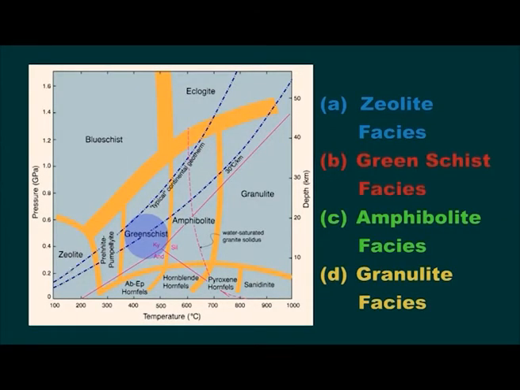First, zeolite facies, second, greenschist facies, third, amphibolite facies, fourth, granulite facies. The amphibolite facies derived its name from the occurrences of hornblende plagioclase, anorthite 25 to 40%, paragenesis in the metabasic, gabbroic or basaltic composition, rocks of regional metamorphism.